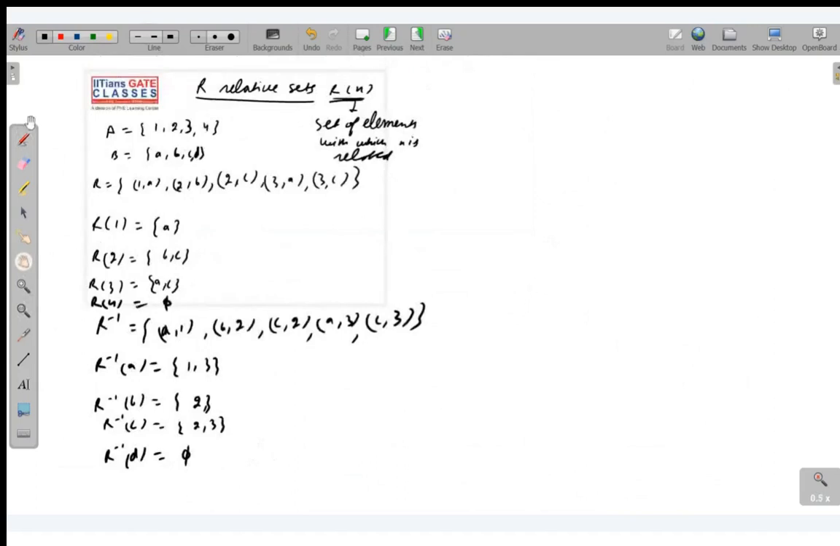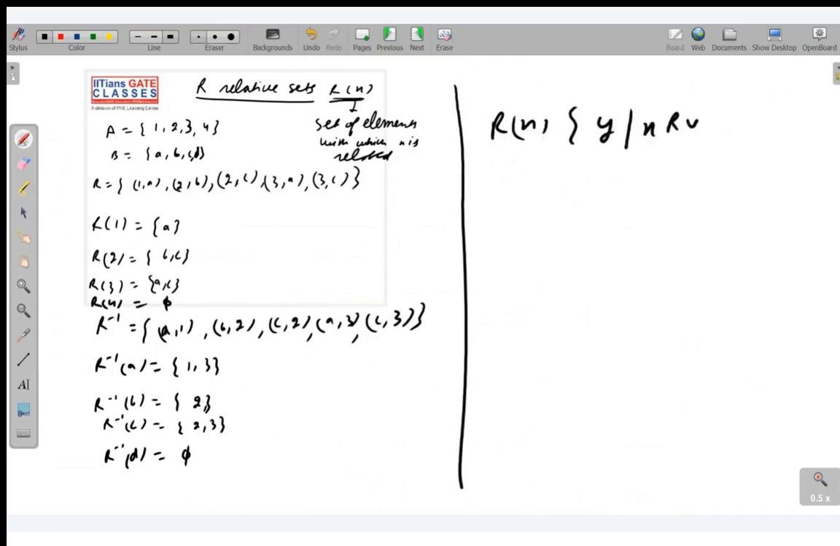Now we will formally define it. How will you define it formally or mathematically? R of x is nothing but y such that x is related to y. Or you can write it like this also: R of x is nothing but y such that x comma y belongs to R. This is a familiar notation to you, x comma y belongs to R. And this is a new notation for you. Is it okay? Yes, sir.